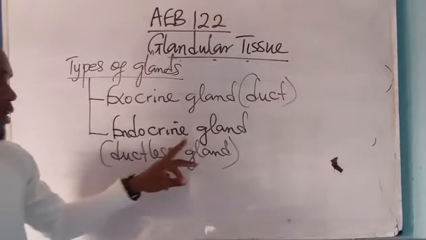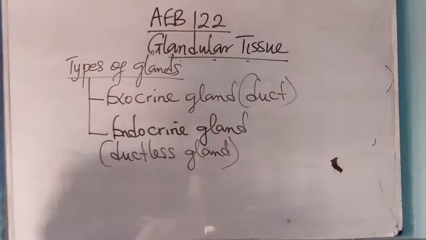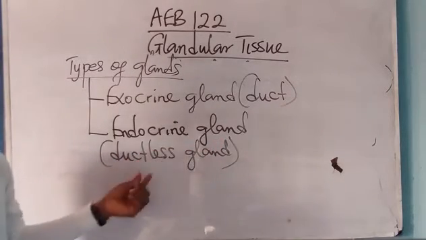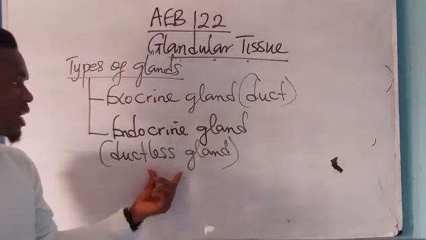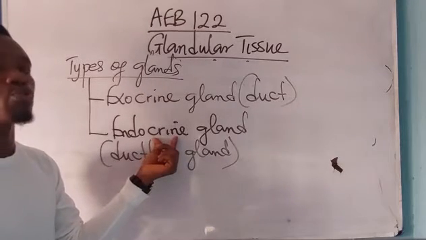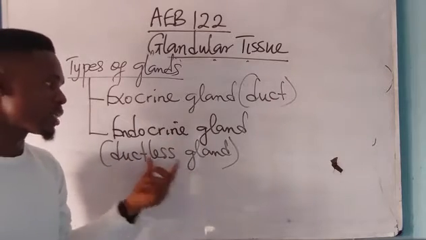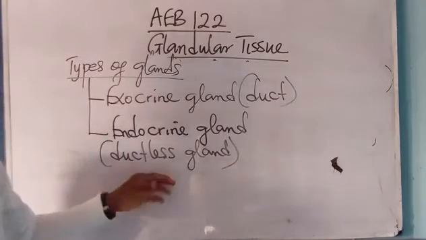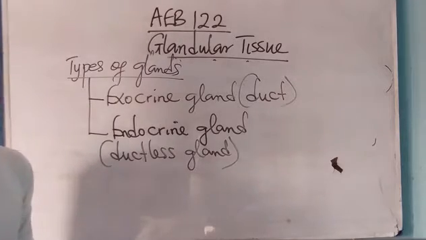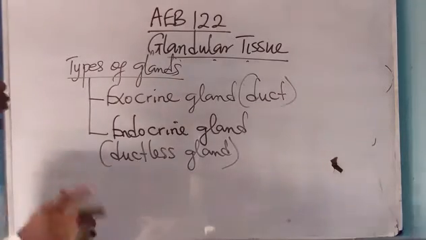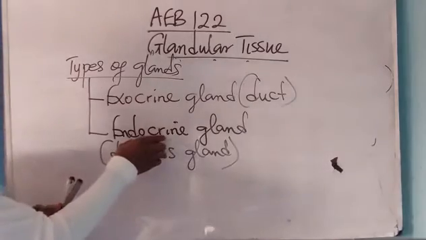Then you now have the endocrine gland. The endocrine gland is a ductless gland, and it produces hormones. As soon as these hormones are produced, they do not pass through a duct. They go straight to the target organ.